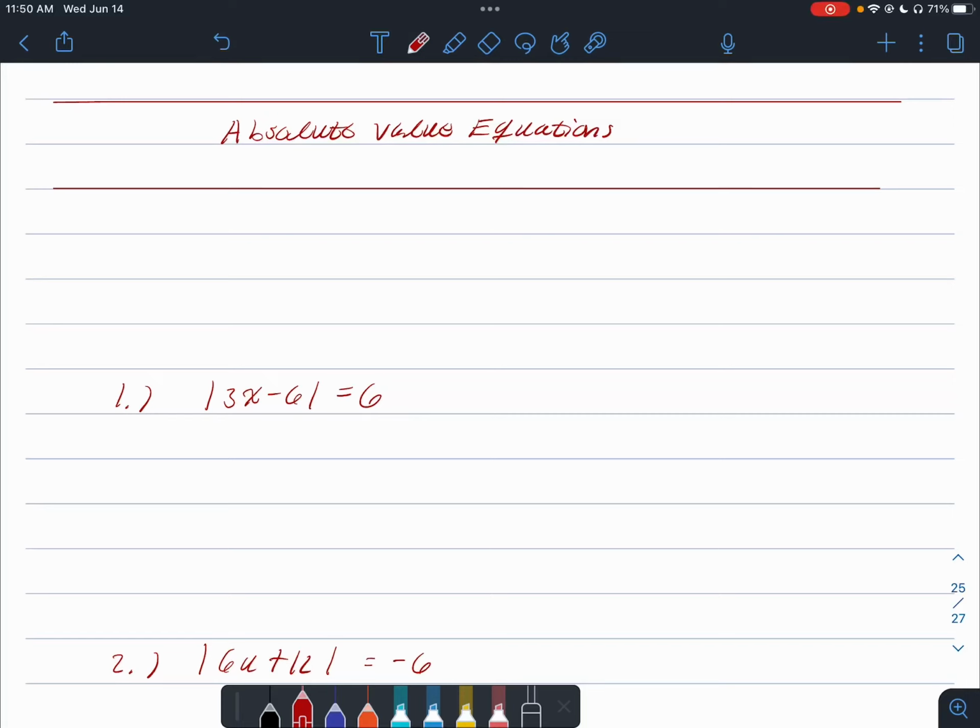In this video, we're going to be talking about absolute value equations. We can think of the absolute value of some given number as the distance that that number has from zero on the number line.